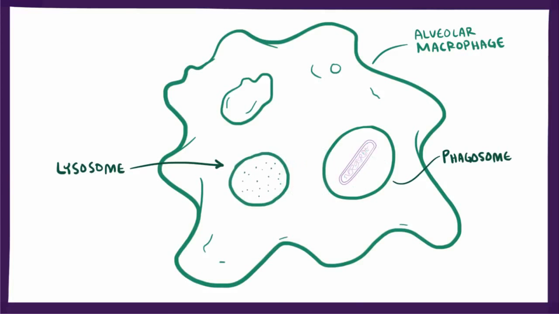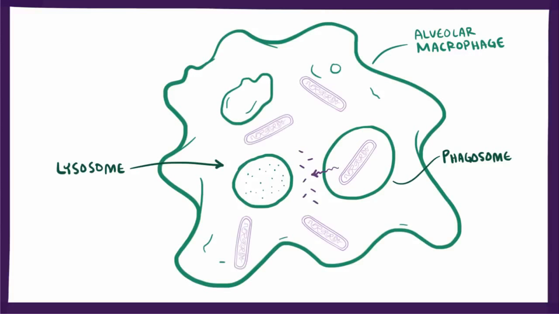TB's tricky though, and once inside the macrophage, they produce a protein that inhibits this fusion, which allows the mycobacterium to survive. It doesn't just survive though, it proliferates and creates a localized infection.